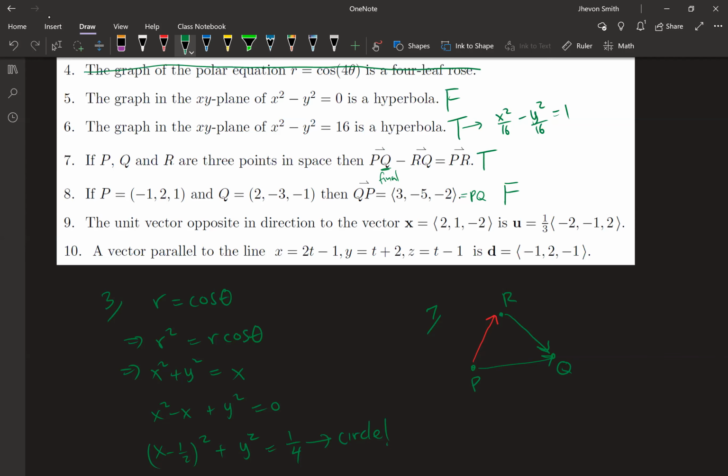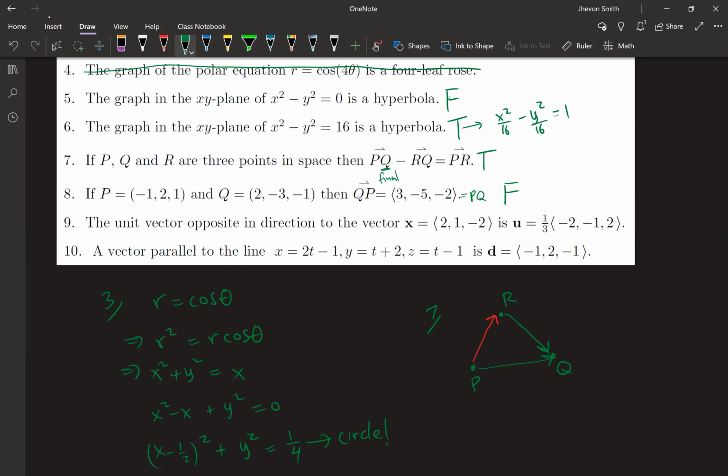The unit vector opposite in direction to the vector blah is blah. True or false? So in the opposite direction means you take the negative of this. That's completely opposite direction. Then you would find the unit vector by dividing by its magnitude, right?